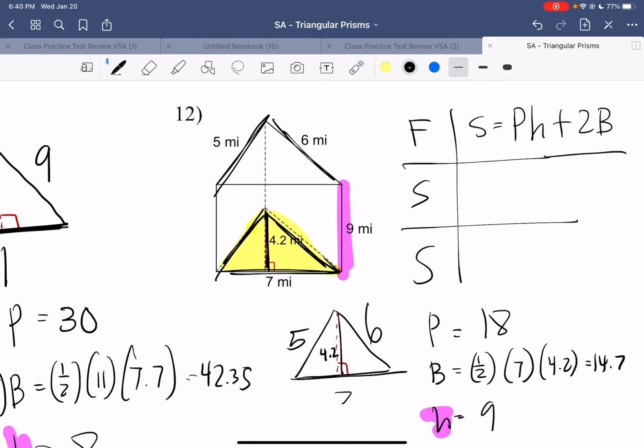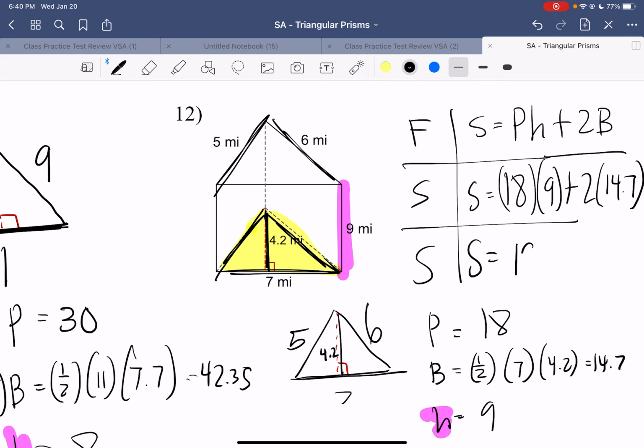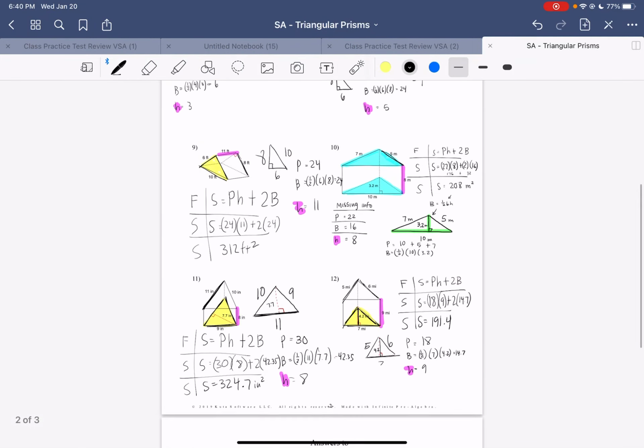And then we can substitute. Surface area equals perimeter of our base times the height of our prism, 9, plus 2 times 14.7. So 18 times 9 plus 2 times 14.7 gives us 191.4. All right, hopefully that is helpful.